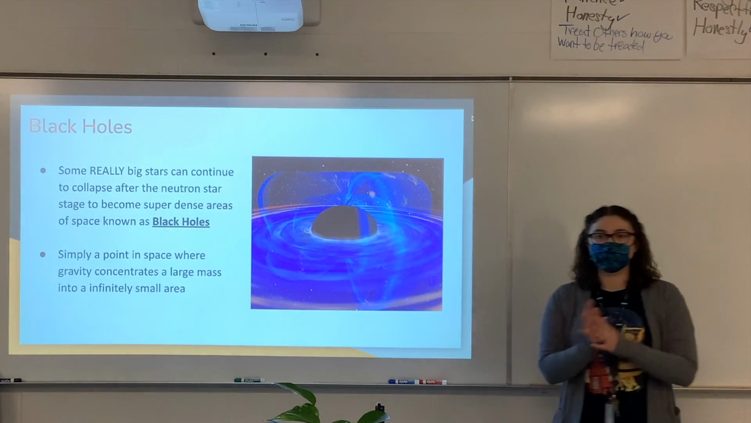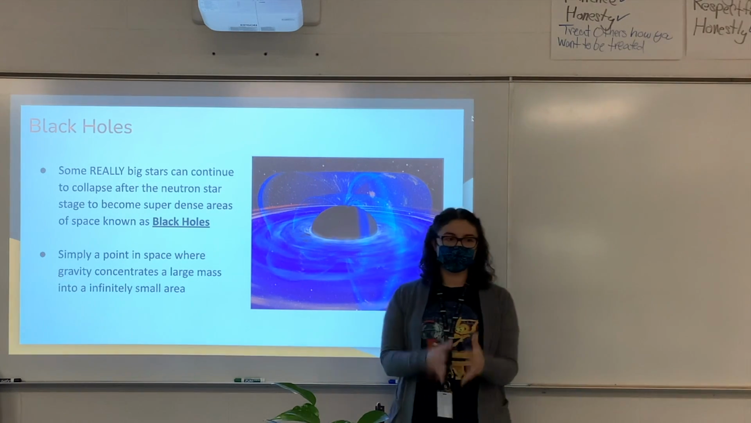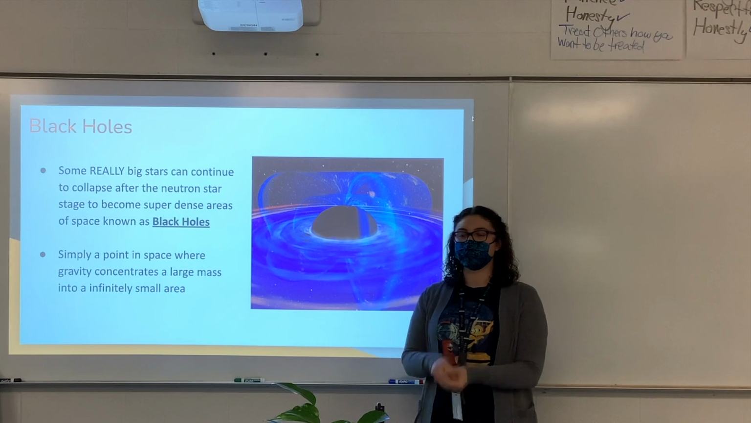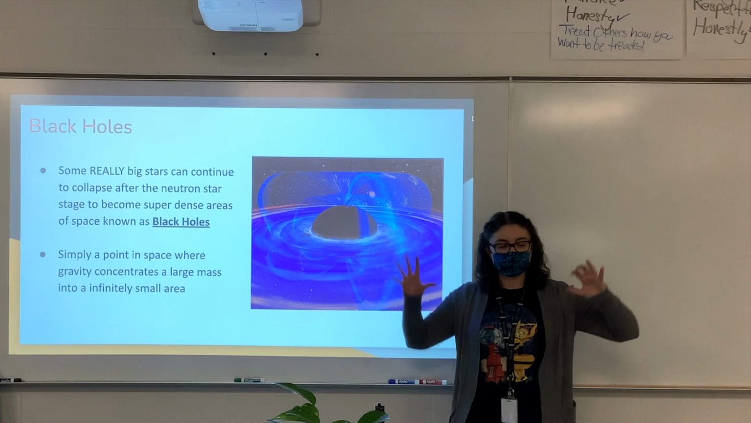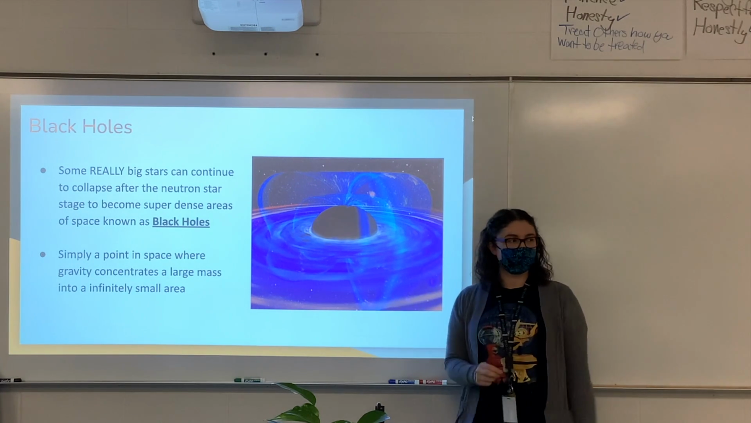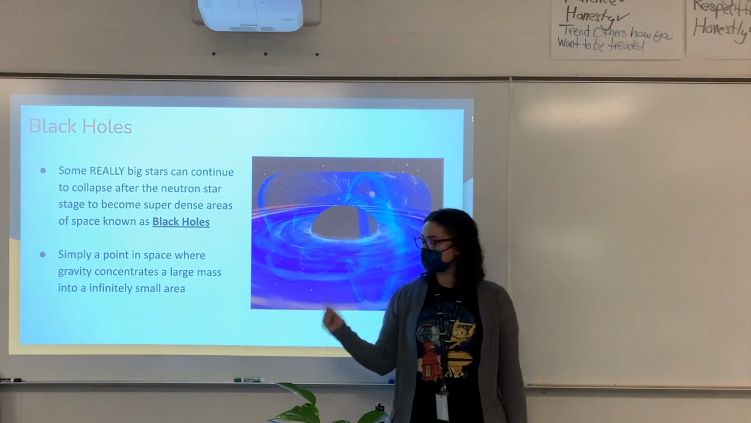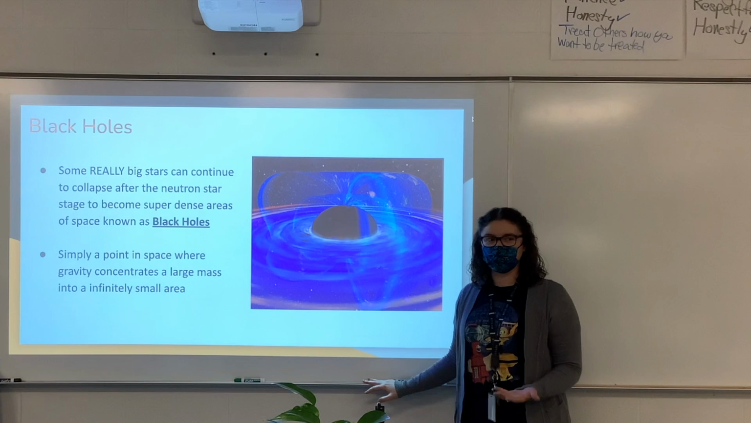Now let's talk about black holes. If a star is really, really massive, it won't just collapse down into a neutron star. It'll keep collapsing and collapsing until you have an immense amount of mass concentrated in an infinitely small space. And that's a black hole.